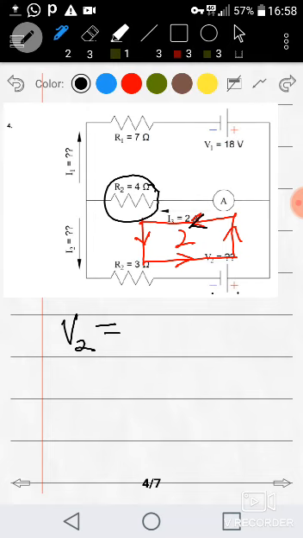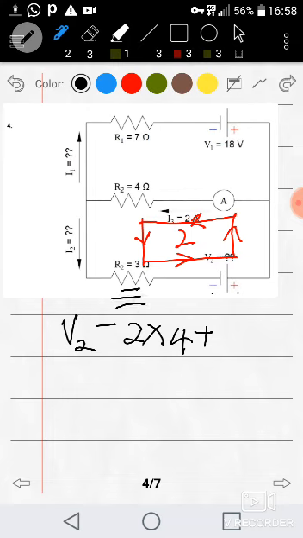So we should have 2 times 4, then plus, when we come to this resistor here, its current I2 is towards that side, and even the loop is towards the same side. So that means even the current I2 is positive. So we should have 3I2. Then from there, we should have V2 being equal to 8 plus 3I2.